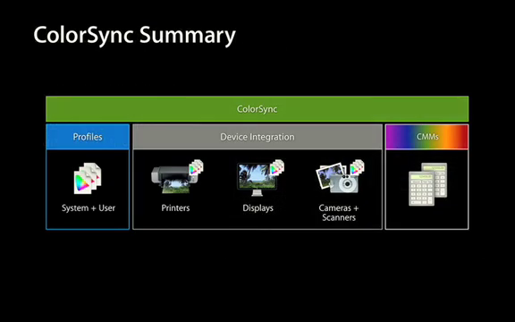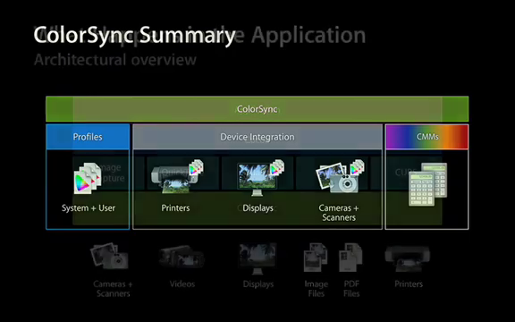So a quick summary. ColorSync is a database of profiles that come pre-installed on the system. The user can add profiles into a specific location. Besides that, we have device integration, which I just described to you, showing how it works for different kinds of devices connected to the system. And last but not least, CMMs. macOS 10 ships with one Apple CMM, but there are ways for other applications to register their own CMMs.